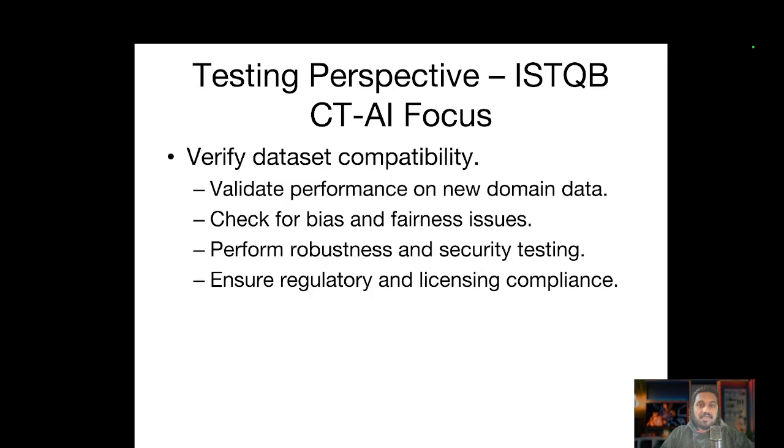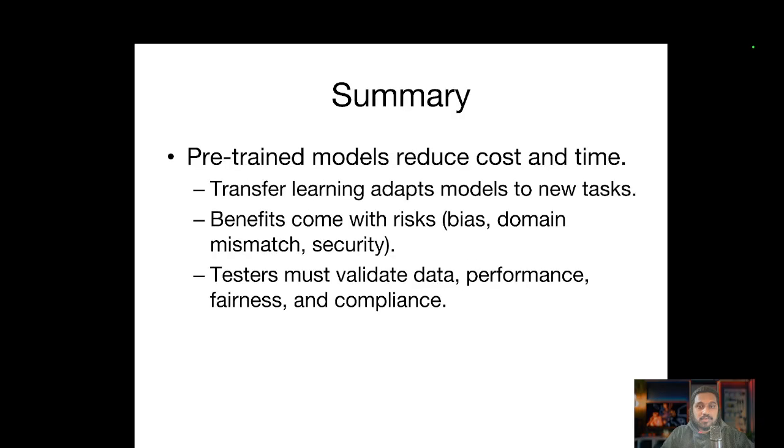So now let us summarize what we have learned so far. Pre-trained models reuse existing learned knowledge. Transfer learning adapts that knowledge to new tasks. They reduce cost, time, and data requirements. However, risks like bias, domain mismatch, and security must be tested carefully.